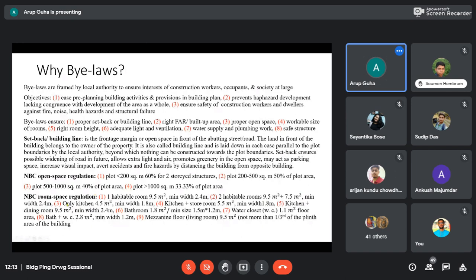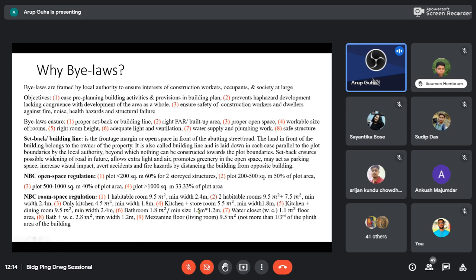Then if you have only a kitchen, that is 4.5 square meters with a minimum dimension of 1.8 meters. If the kitchen comes with a storeroom, instead of 4.5 it is 5.5, and 1.8 is the minimum requirement. Then kitchen plus dining is 9.5 square meters, and the width should be the size of a habitable room. This 2.4 and this 2.4 will match. So if I have an open kitchen and allied dining space, that room should be at least 9.5 square meters.